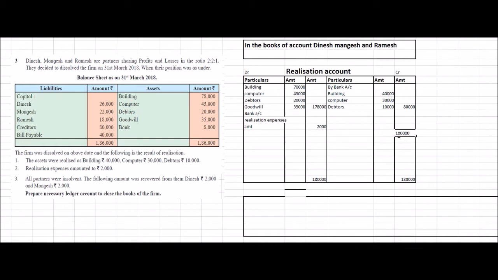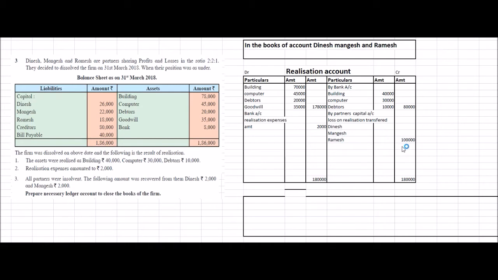This 1 lakh rupees is a loss. This 1 lakh rupees will be distributed to the three partners, Dinesh, Mangesh and Ramesh, in the ratio of 2 is to 2 is to 1. This 1 lakh rupees will be transferred to the partners' capital account. Loss is 1 lakh rupees. This will be transferred from the realization account to the partners' capital account.